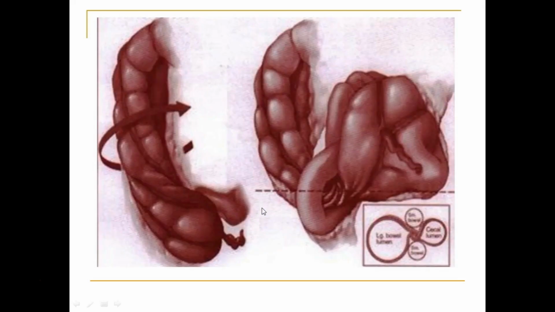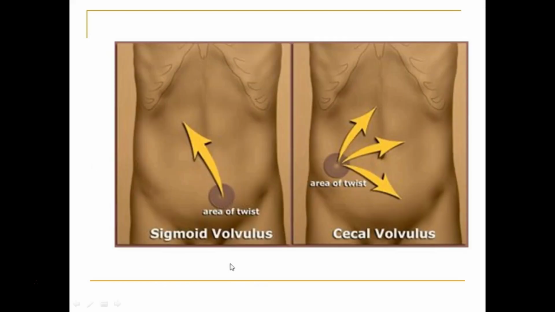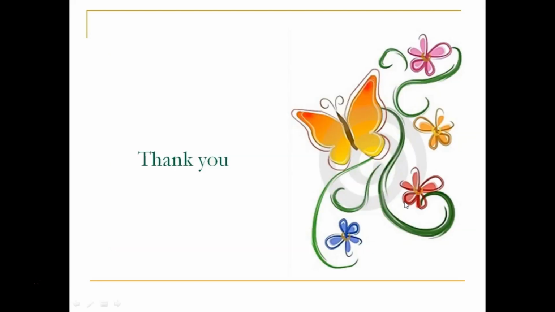Same picture. So this is twisting of the cecum. In some cases it will happen. So this is the picture showing the twisting of the cecum. Sigmoid volvulus will happen in this region. The actual position is here. If it gets twisted, it will reach this part. And cecal volvulus, if it gets twisted, can occupy the epigastric region, or else it can occupy the left iliac region and left lumbar region.